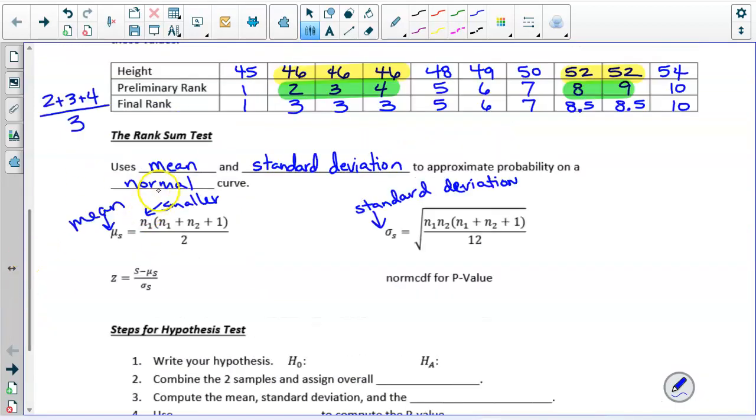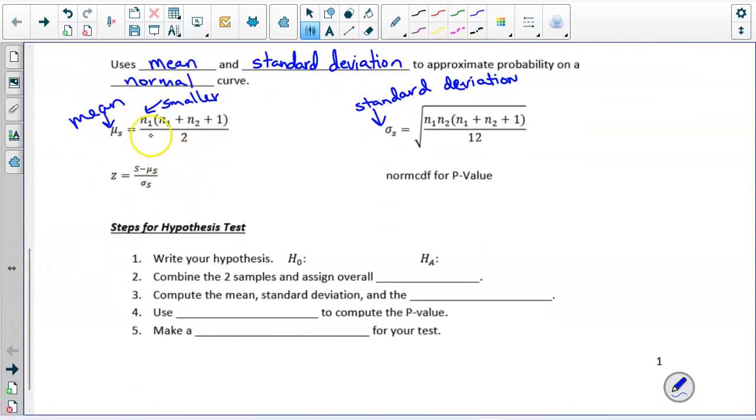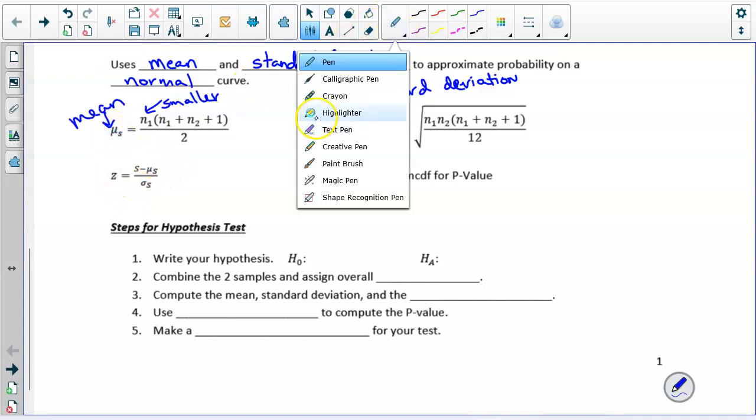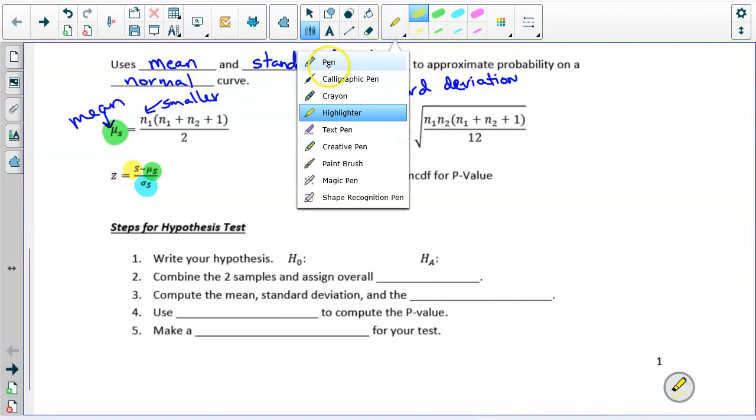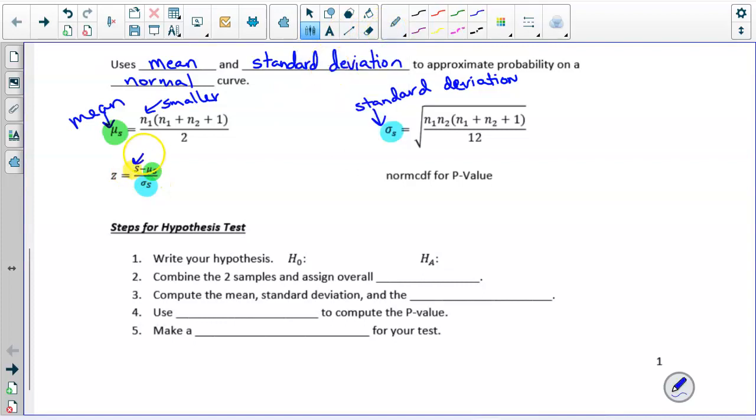So why do we do that? Well, because we can then standardize it and create a z-score from it and use the norm CDF key, okay? So your z formula is the mean, which we find using this, okay? Here, the standard deviation, which we find right there, it goes in the denominator. So what is this first piece, this S? The S is the sum of the ranks of the smaller.